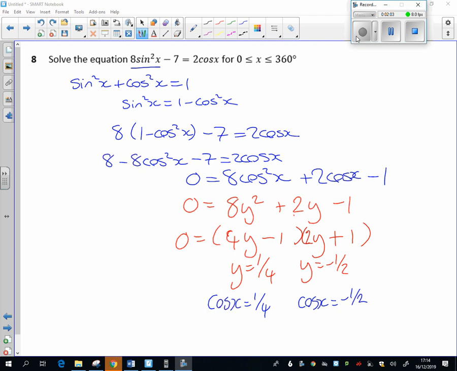So I'm going to inverse cos a quarter, and I'm going for values from 0 to 360. So I'm going to inverse cos a quarter and get 75.5 as my principal value, and then because it's cos, I'm going to subtract that from 360 for my second value, and then I'm going to inverse cos minus a half, and then subtract that from 360 to get my second solution.